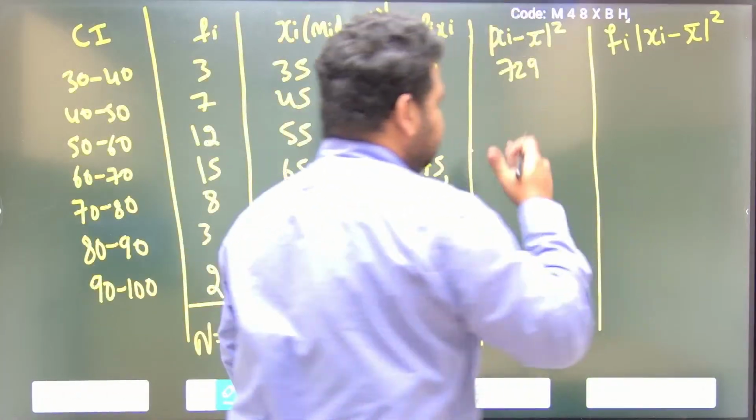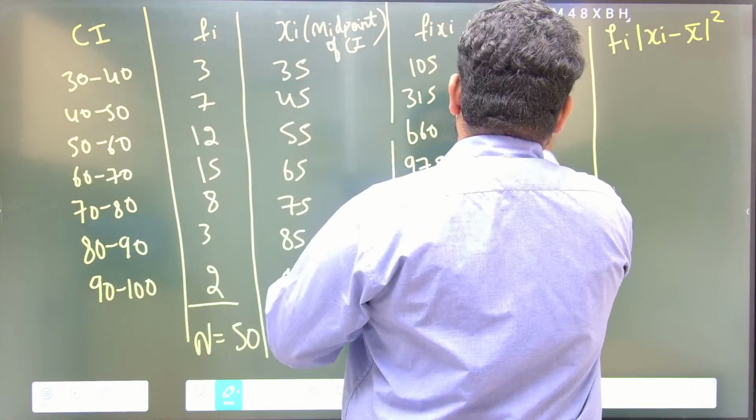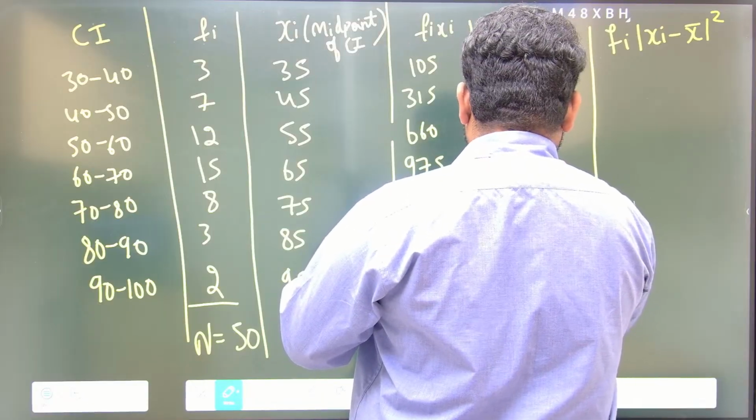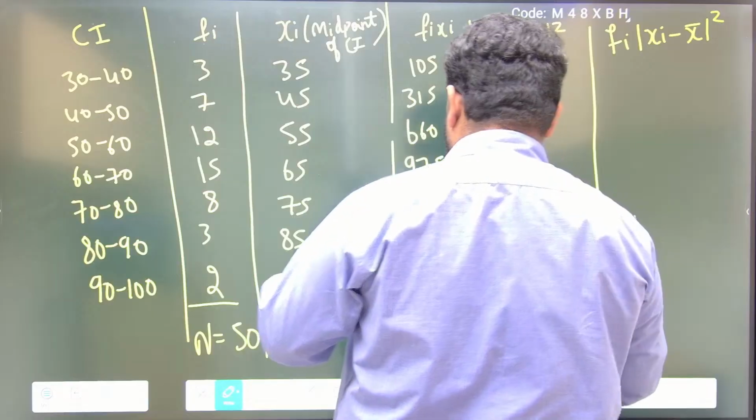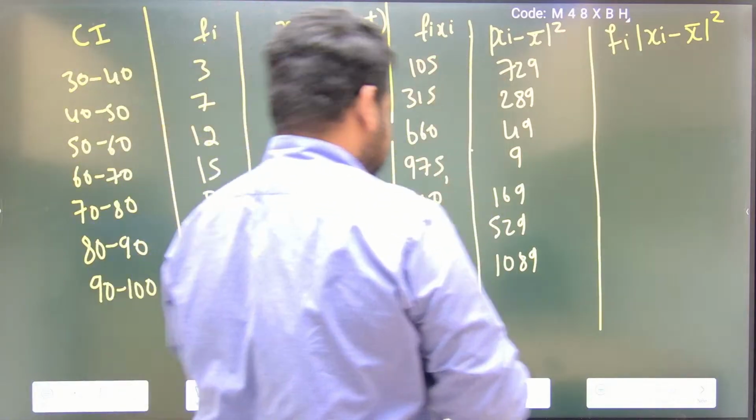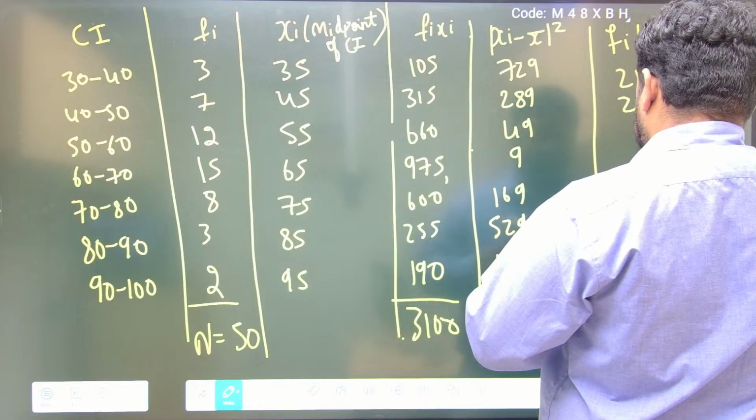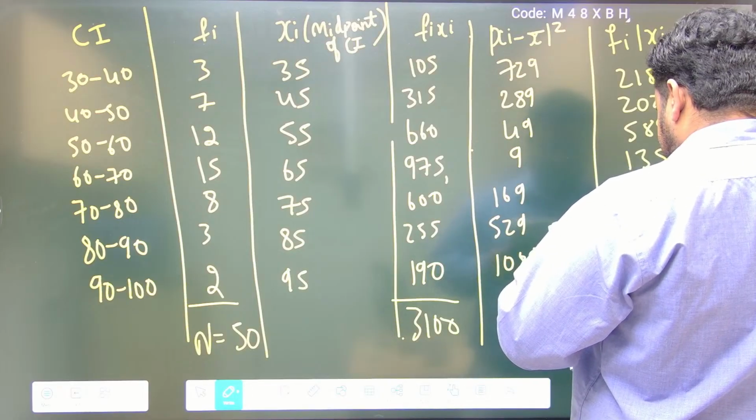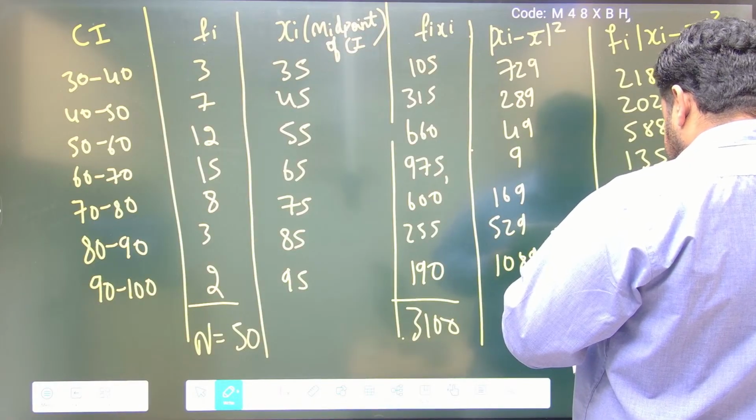Xi minus x bar, you can take one more column, then you can square that. We will get it as 729, 289, 17 square 49, 7 square 9, 3 square 169, this will be 529, this will be 1089. Now fi into xi minus x bar. So what I should do, this frequency I have to multiply with this. What I would be getting, 2187, this will be 2023, this will be 588, and this will be 135 and 1352, and this would be 1587, and this will be 2178.